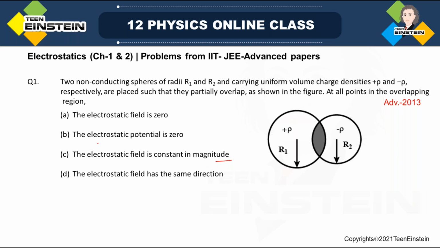Okay, so the electric potential is not zero. It's zero, it is not true. Electrostatic field is zero. This is also not true. Electrostatic field has the same direction. Now this is also not true. So only this one is the correct answer for this question. Okay, so now let us go to the next question.